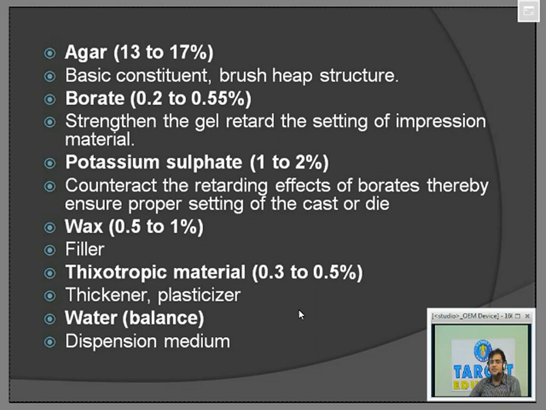Then wax is added as a filler, and thixotropic material, which is 0.3 to 0.5%. Then the remaining amount is water, which is a dispersion medium. Any queries regarding this question? It's a straightforward question, I guess.